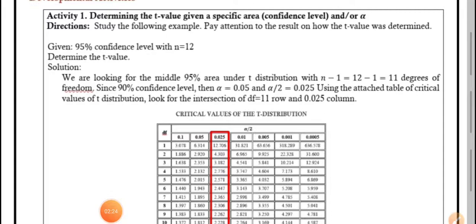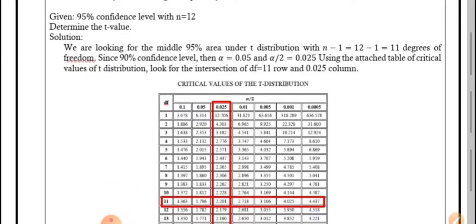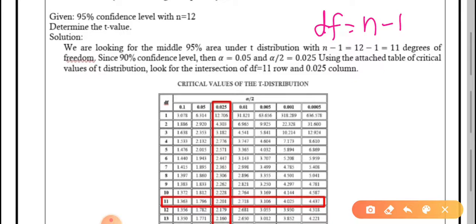How can we determine the t value given a specific area or confidence level and alpha? You have to look at the study below and pay attention to how the t value was determined. Given is a 95% confidence level with n equal to 12. How can we determine the t value? Our solution is we are looking for the middle 95% area under the t-distribution with n minus 1, which is 12 minus 1, equal to 11. This is how you get your degrees of freedom. Degrees of freedom is equal to n minus 1. So here, our n is 12 minus 1 and our degrees of freedom is 11.